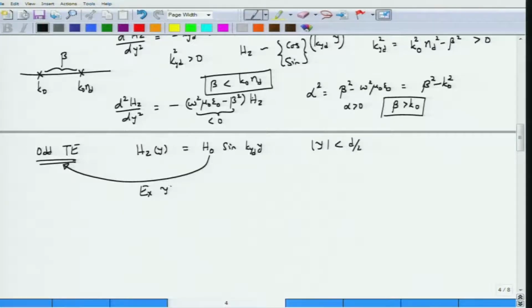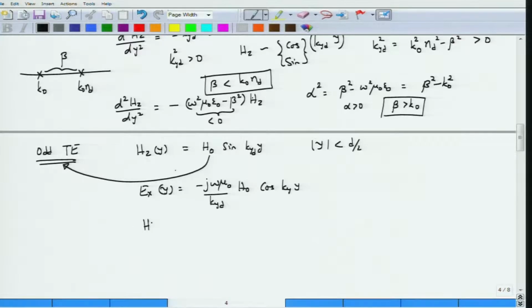Ex of y will be equal to minus j omega mu 0 divided by ky or kyd times H0 cos ky y, after applying the boundary conditions and appropriately differentiating this Hz, because Ex will be proportional to del Hz by del x multiplied by some constants over here.